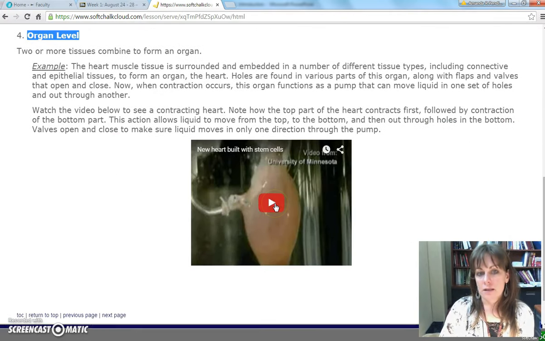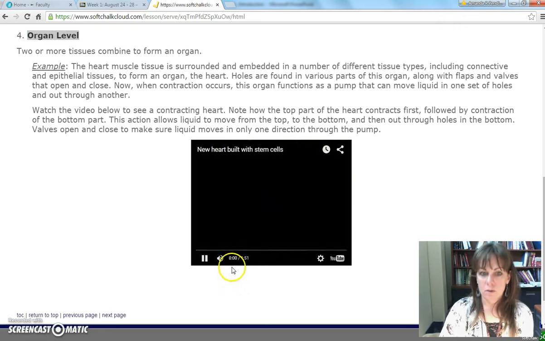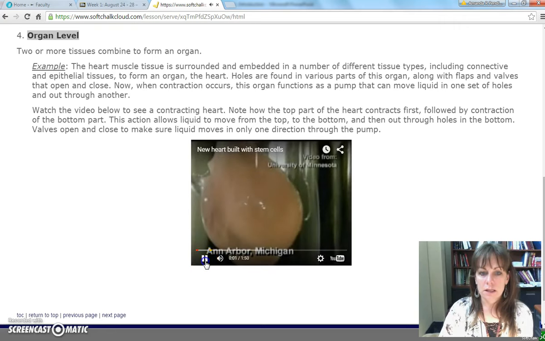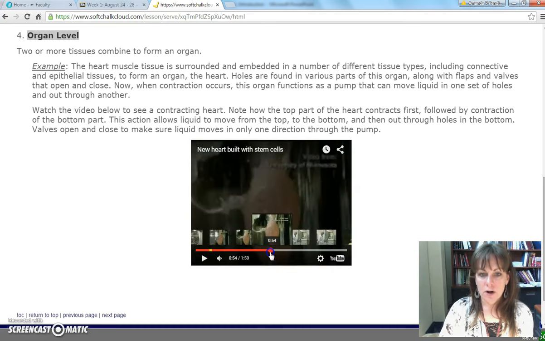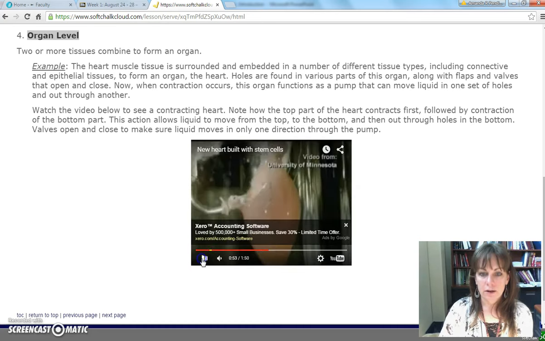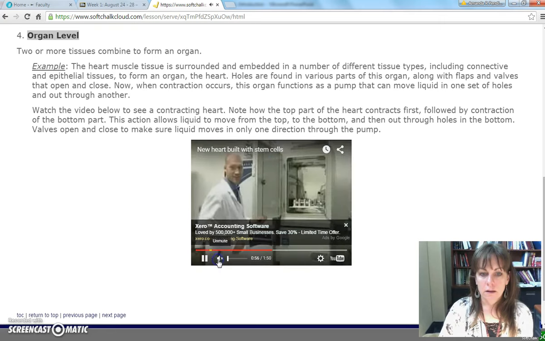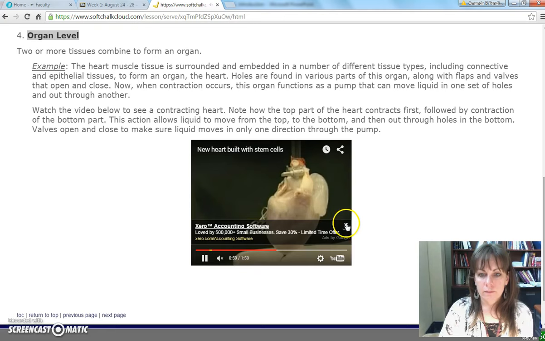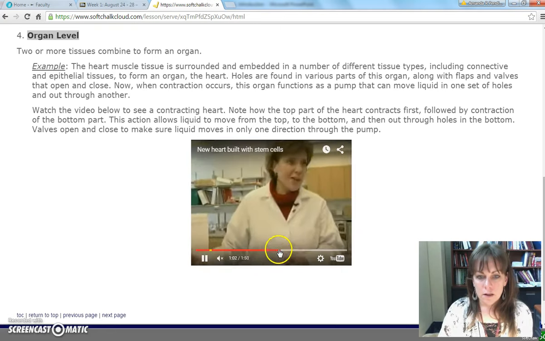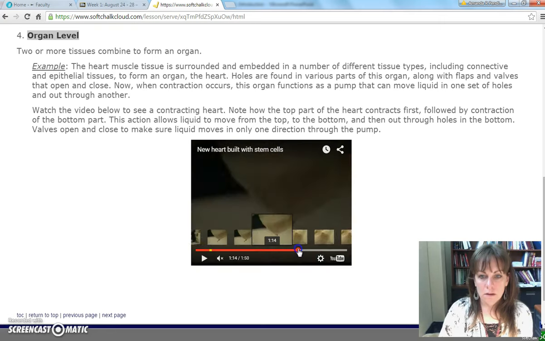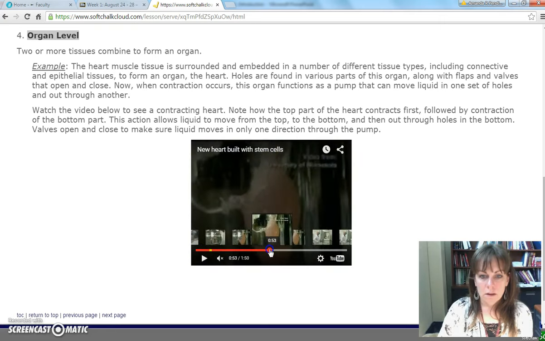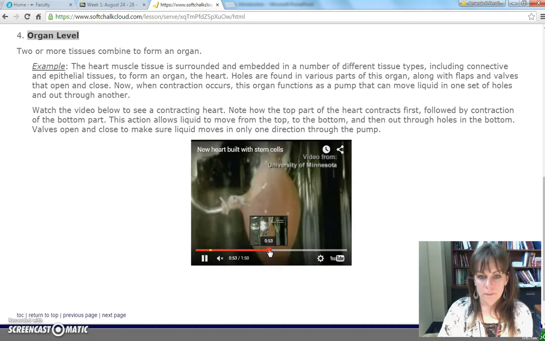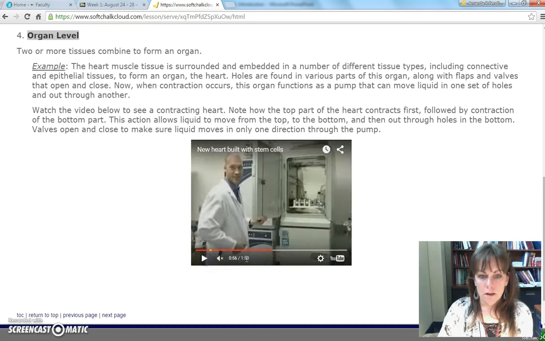And this here is going to be showing us a heart organ, and I want you to see how this is beating. Let me turn the sound down, and let's get to the part that I really want you to look at here. Let's go back.